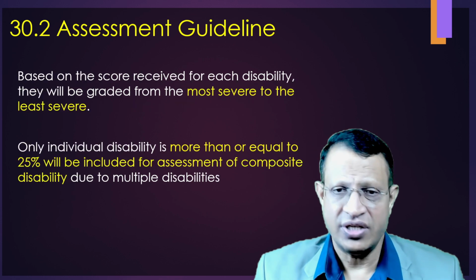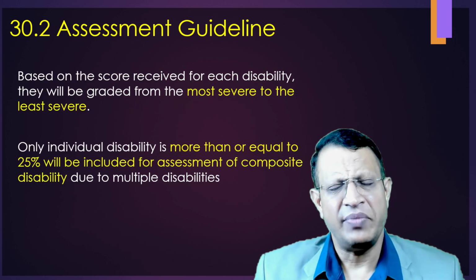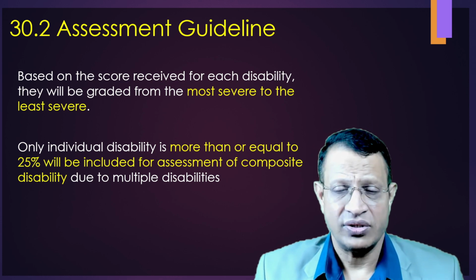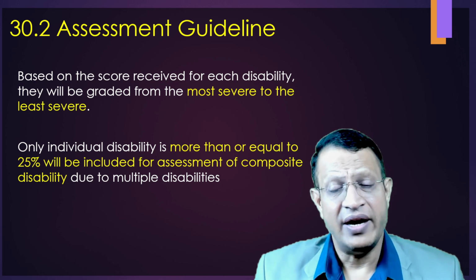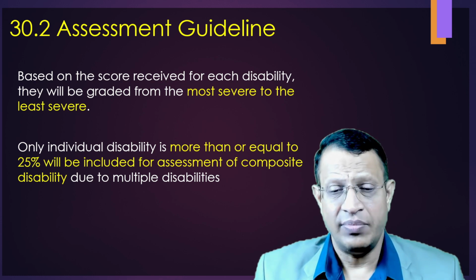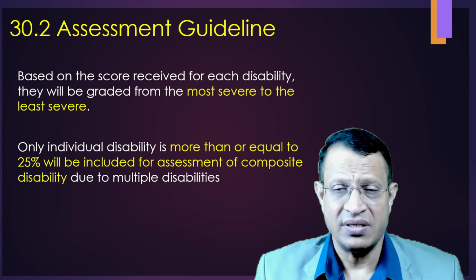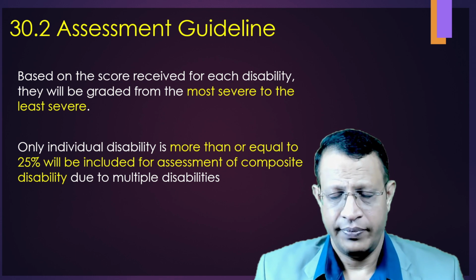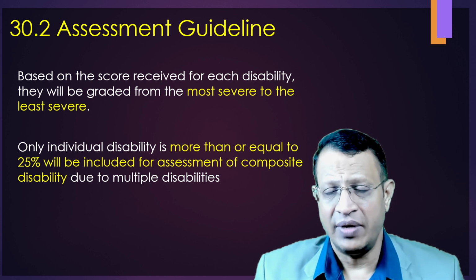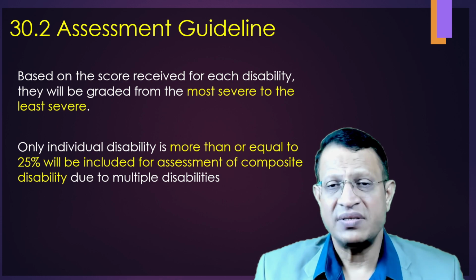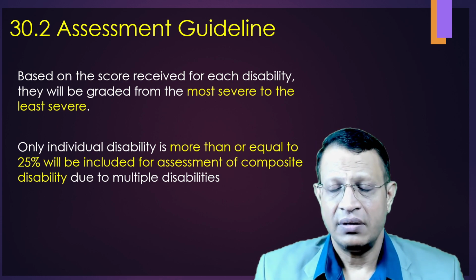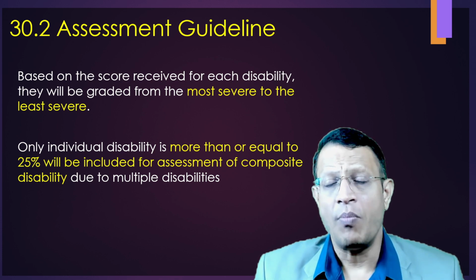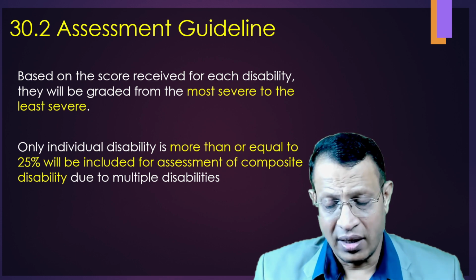And finally, the calculation is done. Based on the score received from each disability, they will be graded from most severe to least severe. That means you will be arranging them in descending order. Only those disabilities scoring more than 25% will be considered for assessment of the final composite disability score. That means if the patient has 3 disabilities, one of them is 5%, another is 30%, and the other one is 40%, only the 30 and 40% will be used. This 5% will not be used for composite calculation. That is what it clearly means.